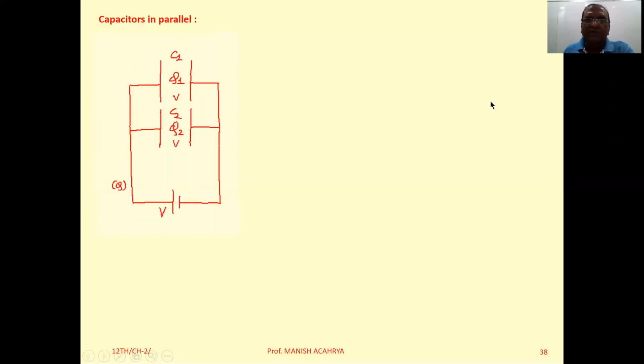Now, parallel combination of capacitors. See, when capacitors are connected with a battery as shown in the figure, we say that is the parallel combination of capacitors. Now always remember this: in the parallel combination of capacitors, the potential difference across each capacitor is the same.